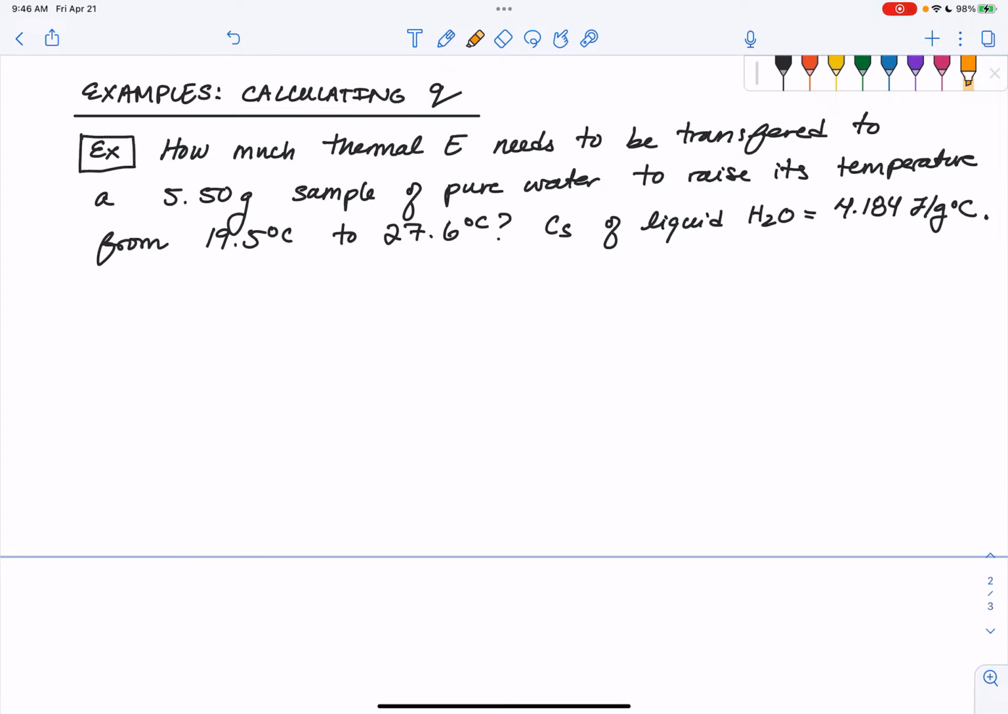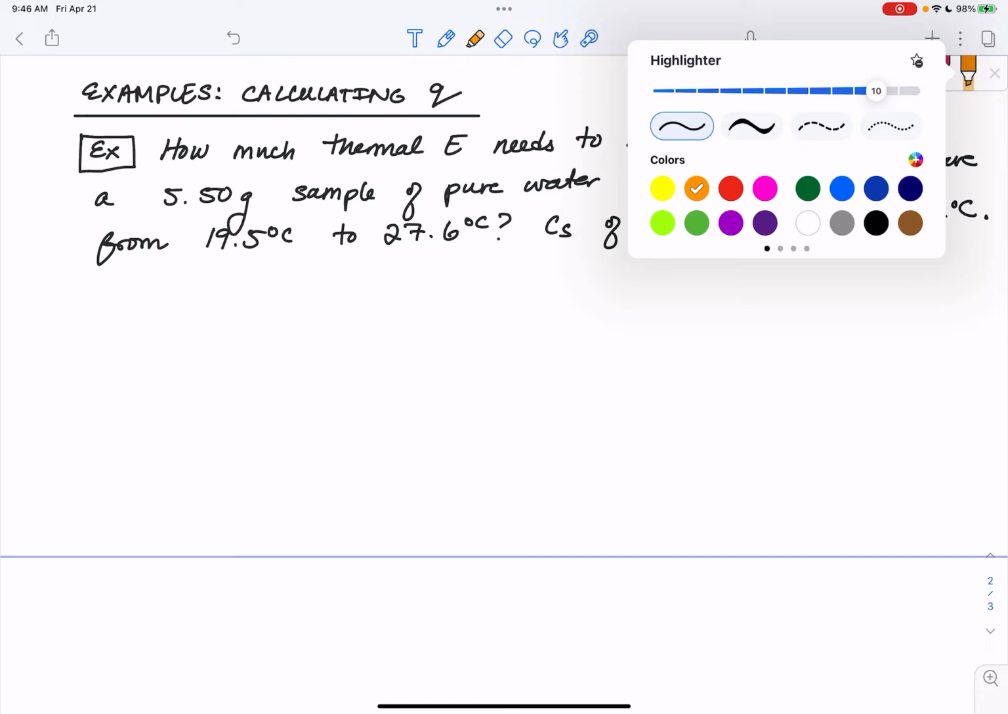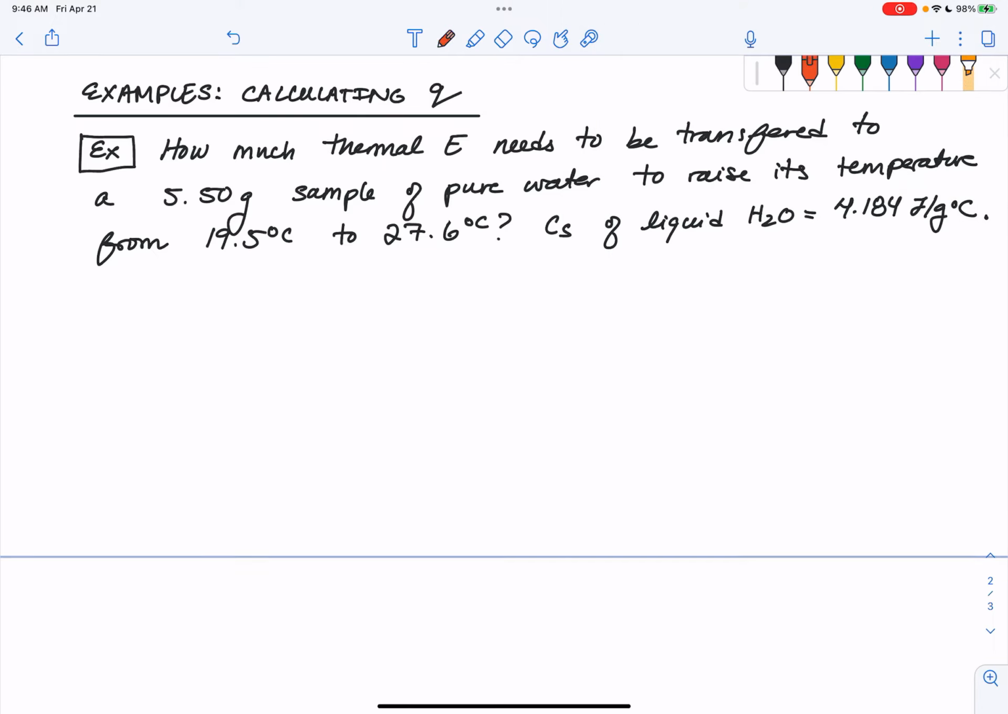So to get started, let's look here. All right, so reading through this problem, how much thermal energy? Okay, so first of all, how much something? This question is asking us about thermal energy that needs to be transferred. So this is what we know as heat, right? Heat is the amount of thermal energy transfer as a result of some change in temperature in some quantity of a substance.